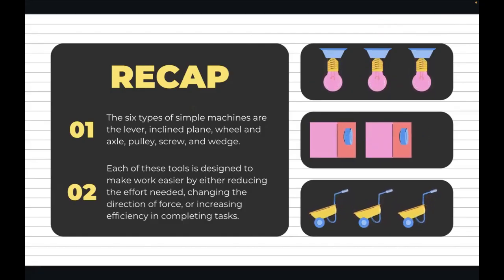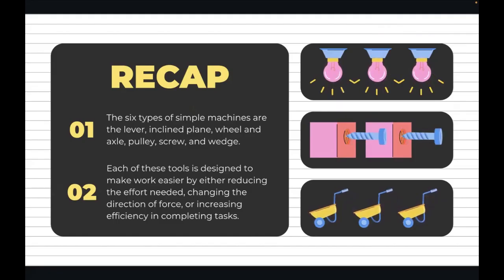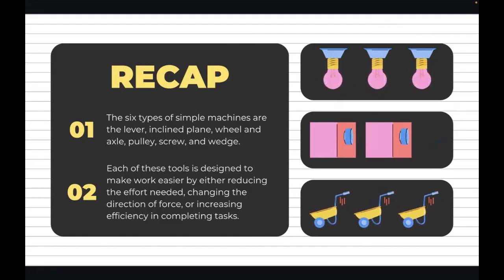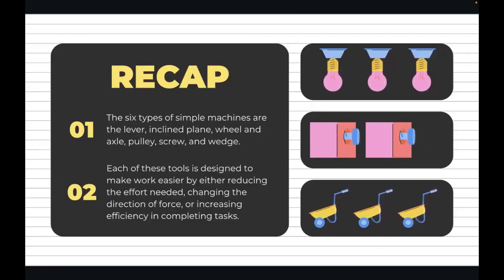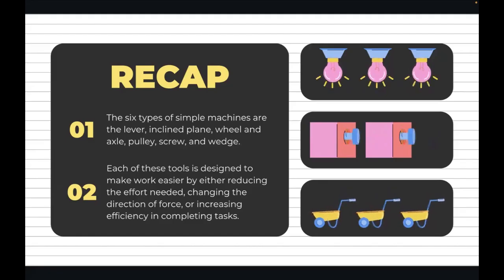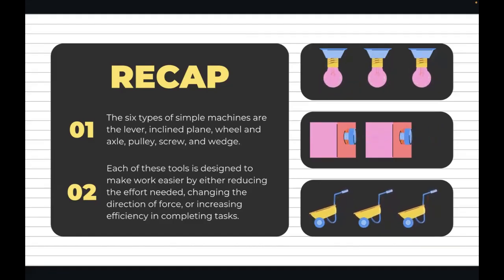Just to recap, we want to remember that there are six types of simple machines: the lever, the incline plane, the wheel and axle, the pulley, the screw, and the wedge. Each of these tools is designed to make work easier for you by reducing the effort needed, changing the direction of the force, or increasing efficiency.